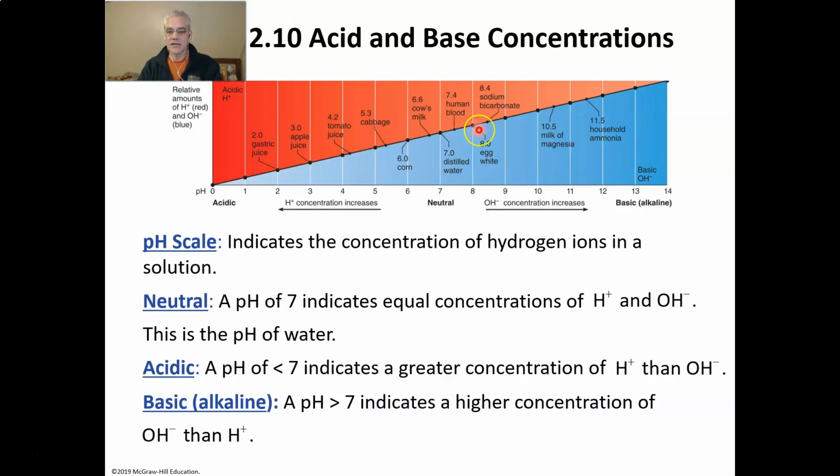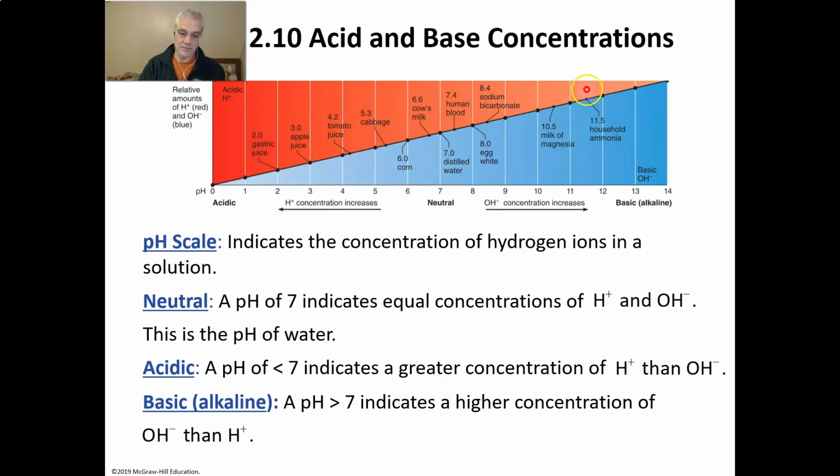Now, egg whites are even more basic. Sodium bicarbonate is more basic. Or alkaline, we would say it's alkaline. Milk of magnesia, if you've ever had digestive issues, you'd take milk of magnesia. You can buy it at the store, go to the pharmacy, you can find milk of magnesia. It has a pH of 10.5. It's very basic. Ammonia is even more basic.